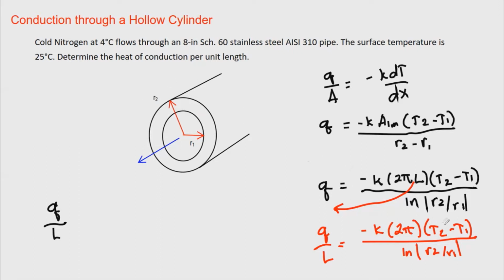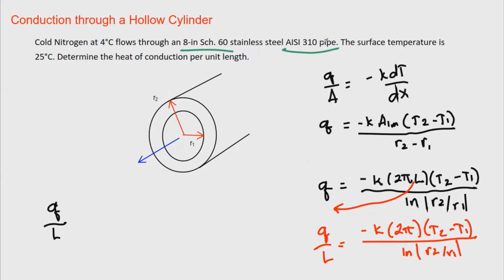Now remember, T2 minus T1 is simply the difference between these two temperatures, and we also don't have our thermal conductivity, so we need to find those things. The tricky part here is knowing what the given values are for such a problem. Okay, so let us take a good look at the problem. It says here that we have an IC310 pipe, and it is an 8-inch schedule 60 stainless steel pipe.